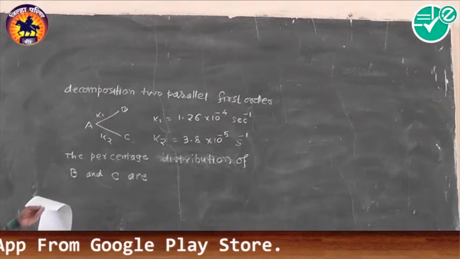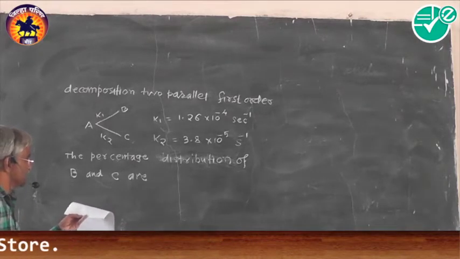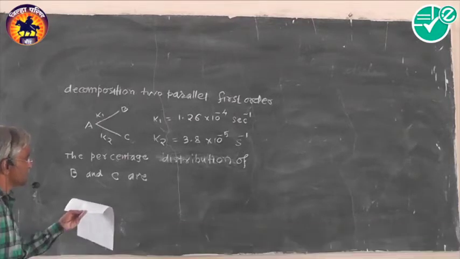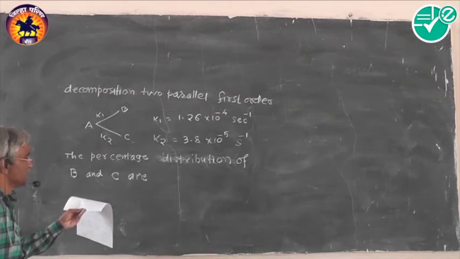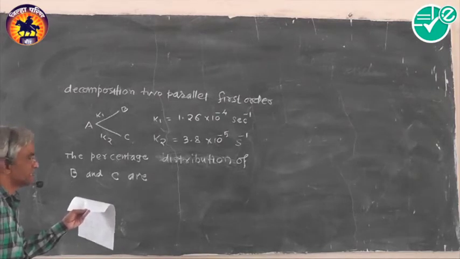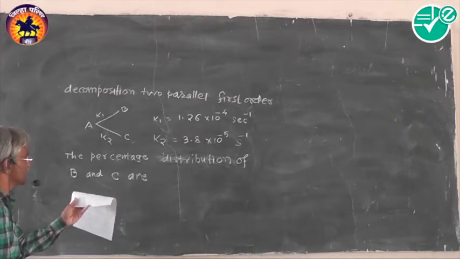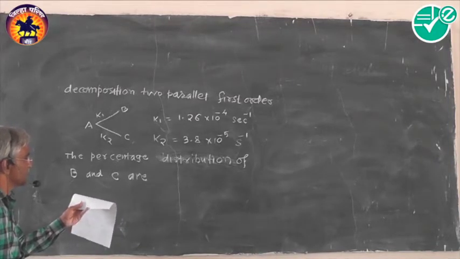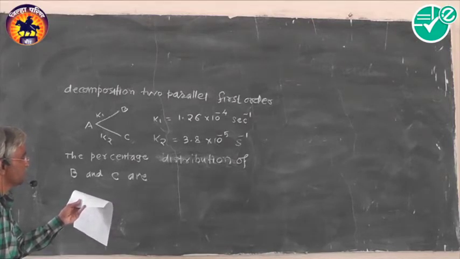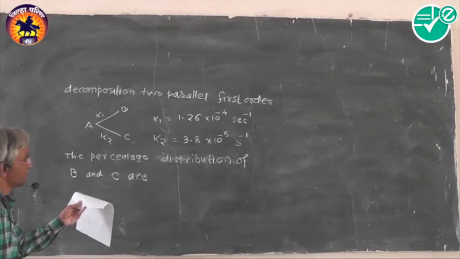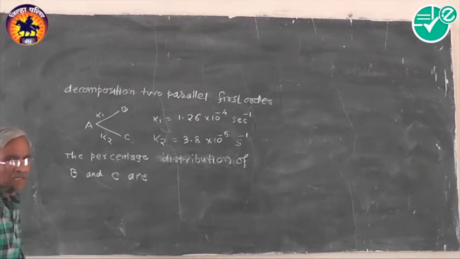The proportions given are: alternative A is 75% B, 25% C. Second alternative is 76.83% B and 23.17% C. The third one is 80% B, 20% C, and 90.2% B and 9.8% C. These are the four alternatives which have been given.